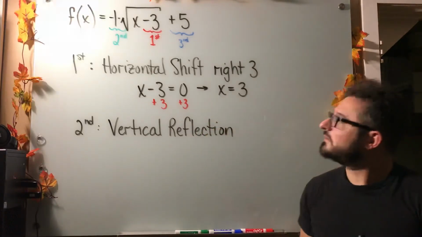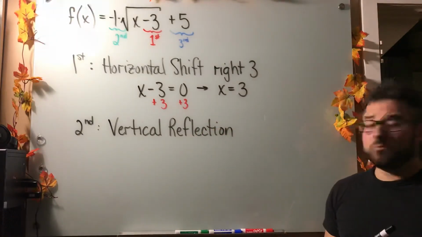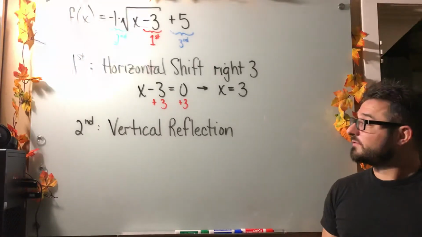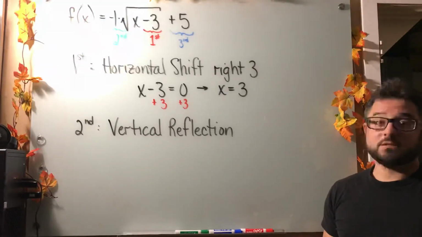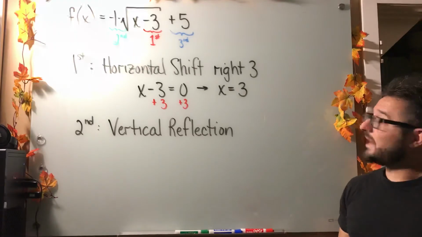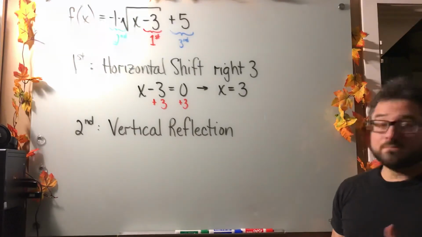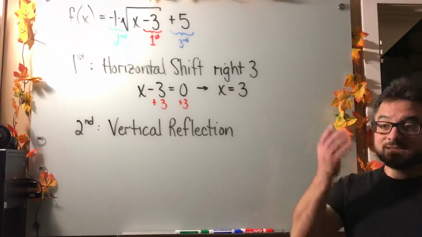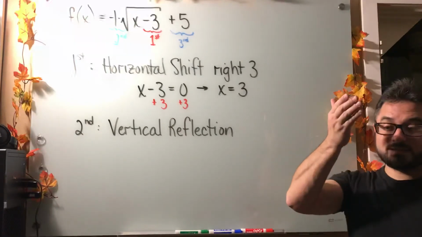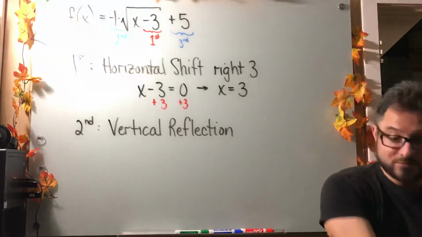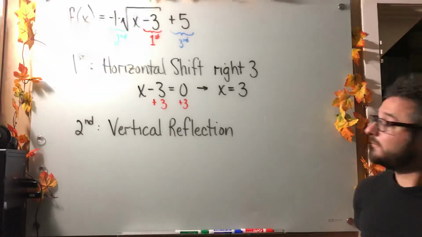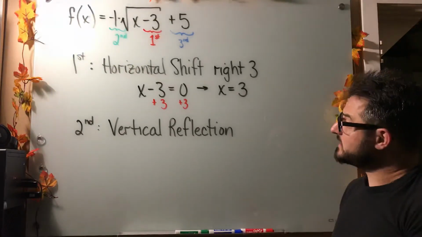Now, unlike the shift, we don't have to say anything more than that. Reflections are just reflections. We don't have to say how far or which direction because the distance of a point from the axis is going to be the same, just on the other side of it. So vertical reflection is good enough.